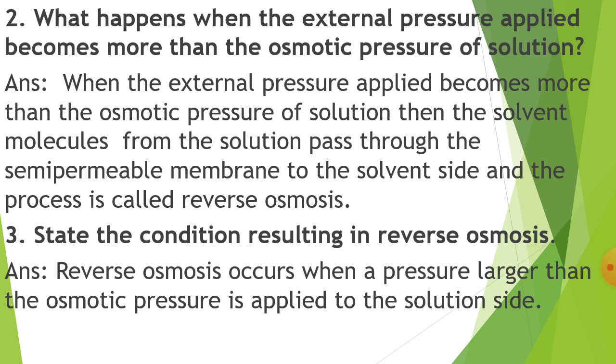Question number 3. State the condition resulting in reverse osmosis. Again, if more pressure is applied than the osmotic pressure, in that condition the movement of solvent molecules takes place from solution to the pure solvent. The answer is: reverse osmosis occurs when a pressure larger than the osmotic pressure is applied to the solution side. 3 questions are given. This type of question may be asked in the board examinations. Got it?